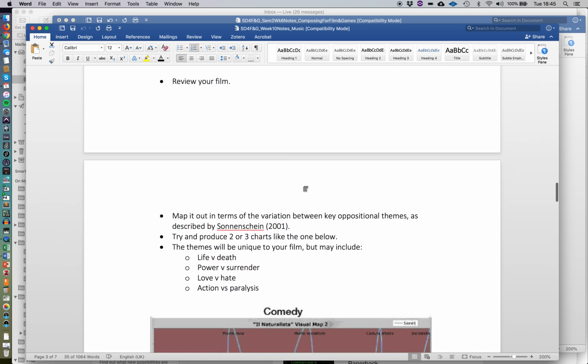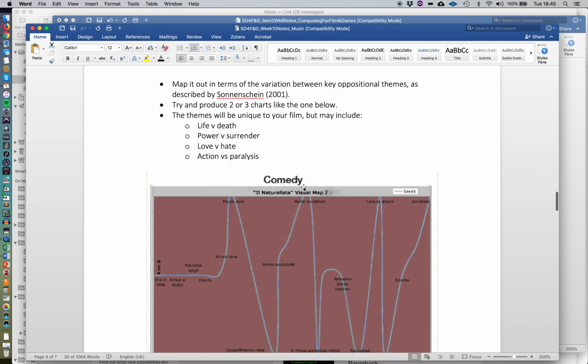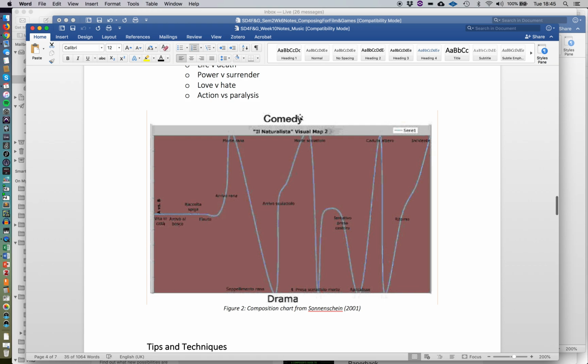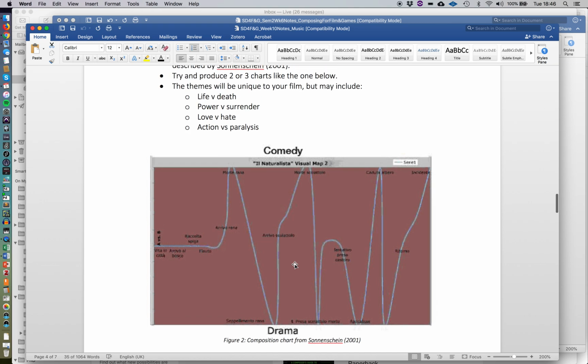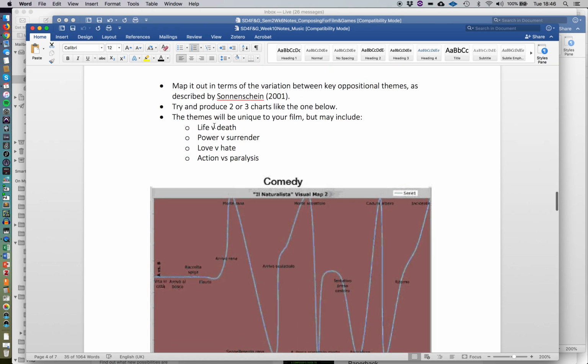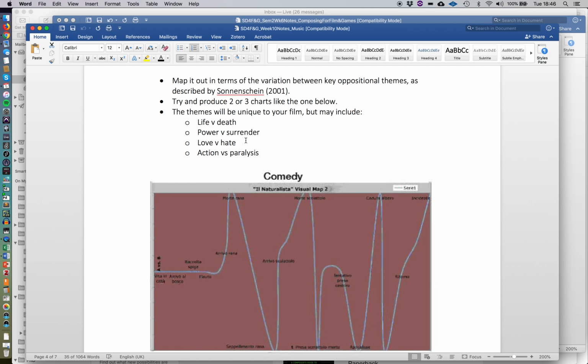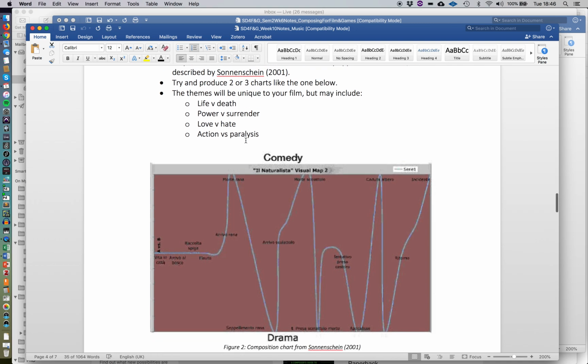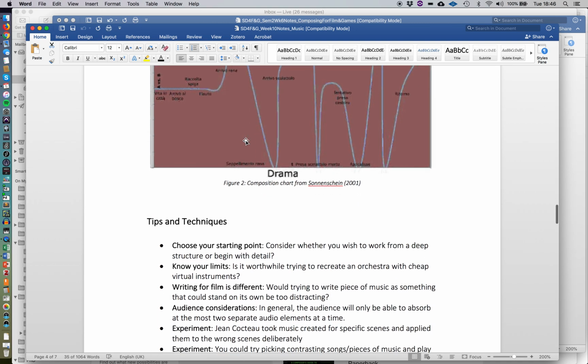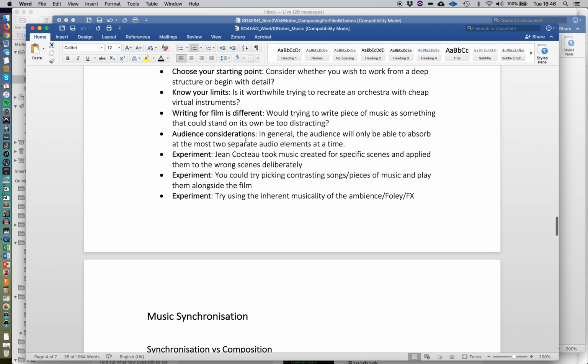Sonnenschein also looks at some techniques for planning out your soundtrack. So you can take two kind of opposing themes that are in the film, and you can map out how these vary. So here we've got comedy and drama, so we've got more comedic moments, more dramatic moments. You can think of other dimensions for this, such as life versus death, power versus surrender, and so on. This can really help you plan out how your composition is going to unfold. Okay, there's some tips here to review.